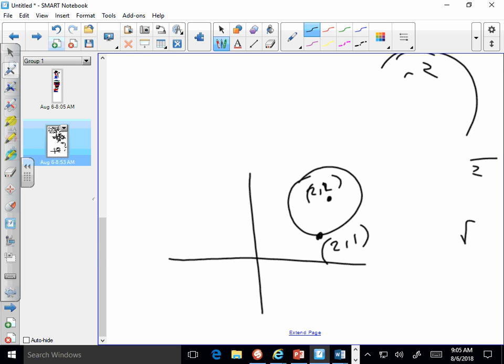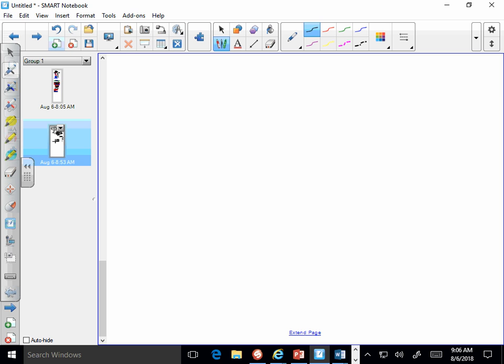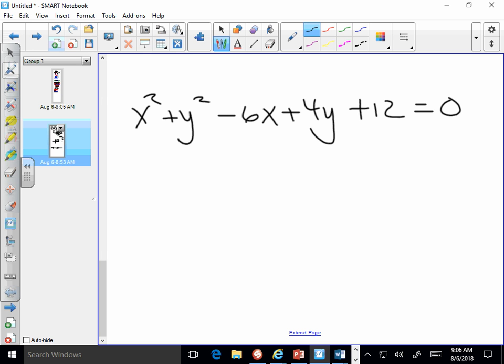Let's take a look at a more exciting circle question. X squared plus y squared minus 6x plus 4y plus 12 equals 0. I want you to graph this circle, which means you need to find the center and the radius. But I notice I can't read the center and the radius off of this because it's not in my standard circle form. So the first thing I need to do is to get it from this form into this form. Any thoughts on how we're going to do that? I like the subtracting 12. Where am I going to go after that? No. Something else we did today, though, Danny.